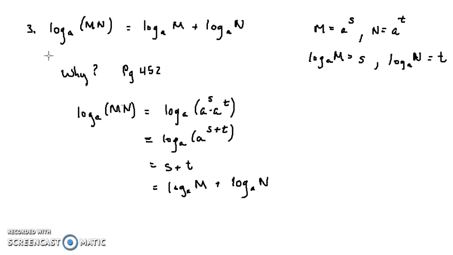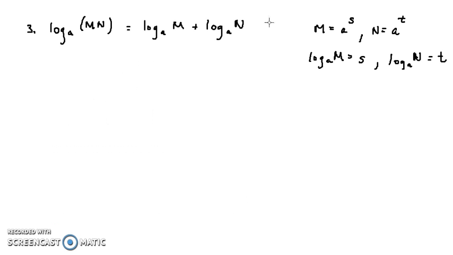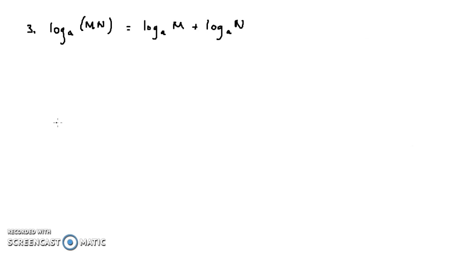Now let's see how to actually use this, now that we see that it works. Let's say we have log base a of 5x. We know that this is log base a of 5 times x, so we can break it up as log base a of 5 plus log base a of x. So a product becomes a sum.